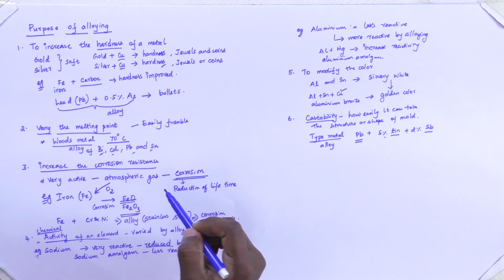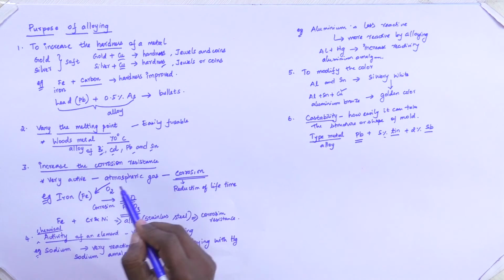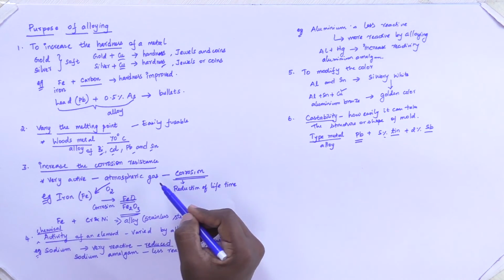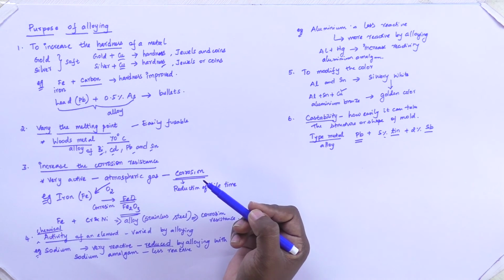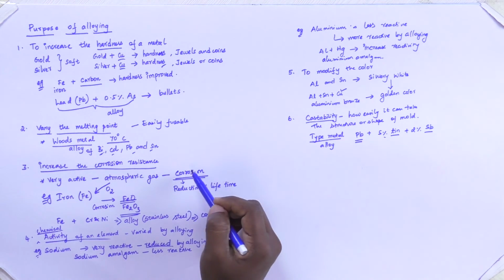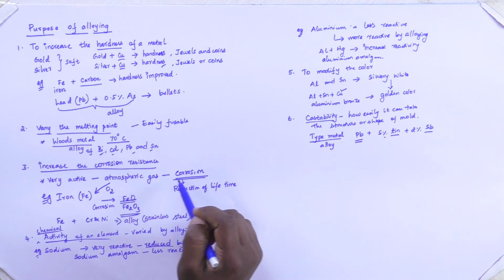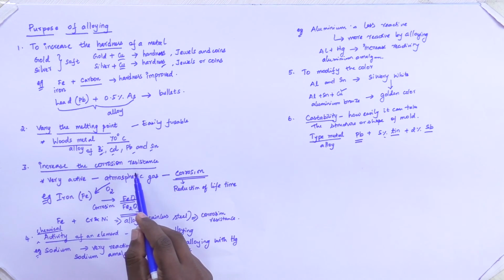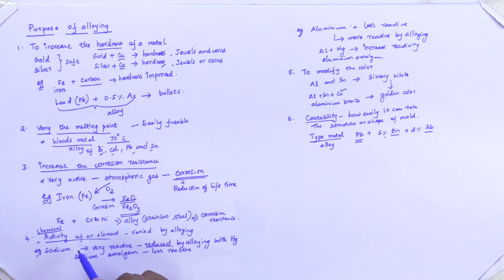Third point is the corrosion resistance. In nature, there are many metals which are very reactive and will react with atmospheric gas, and get easily corroded so that their lifetime is reduced. So in such cases, we need to make them corrosion-resistant materials, so they need to be mixed with a few other elements in order to improve their corrosion resistance property.